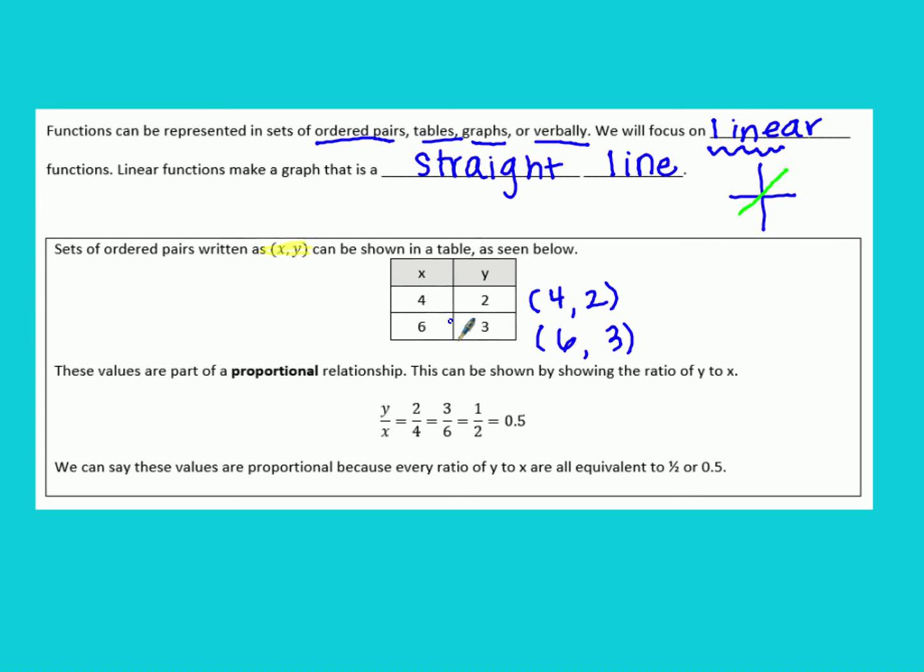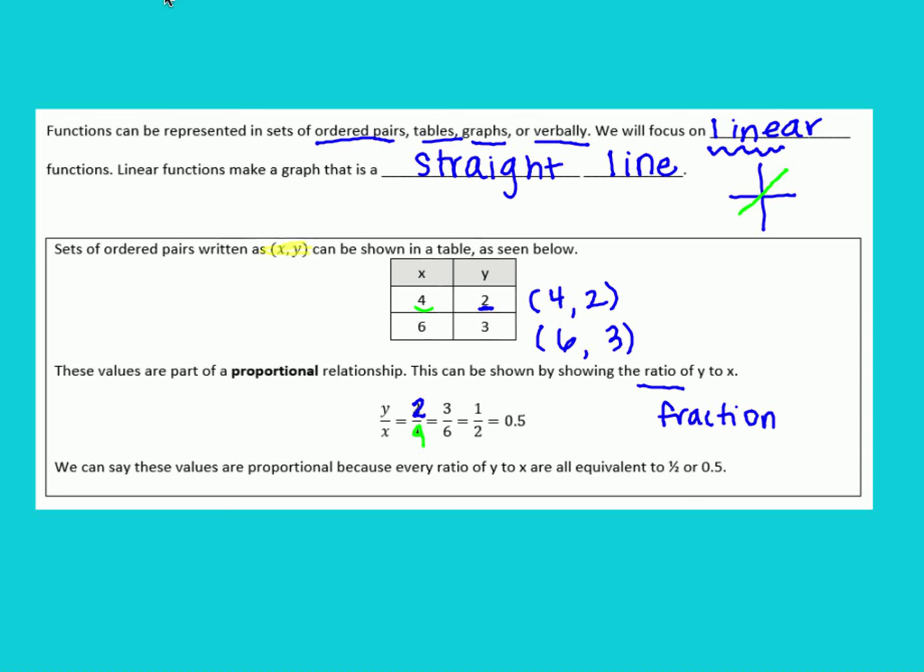So for this example specifically, these values are part of a proportional relationship. This can be shown by using the ratio of y to x. Ratio means we're going to do a fraction, so we're dividing y over x. So to set that up, we're going to take our y value, 2, and we plug it in, and then we put 4 underneath, so we have 2 over 4. So that's where we're getting these values from, 2 divided by 4.